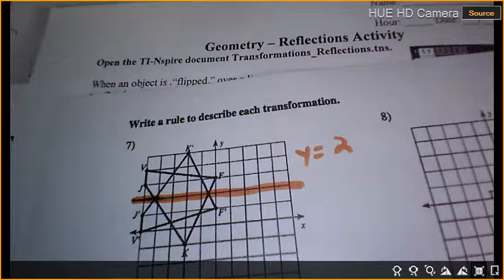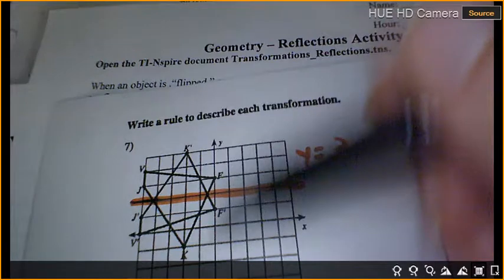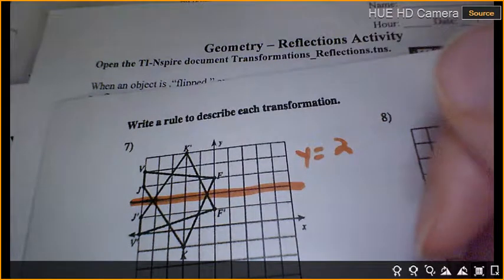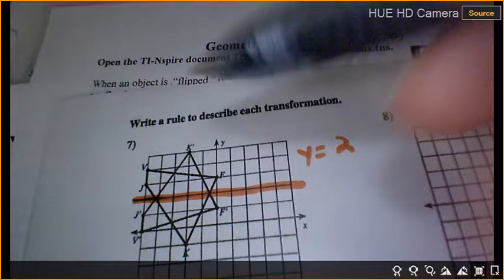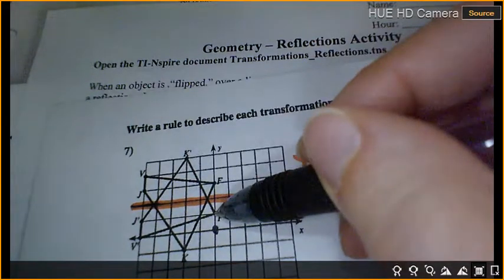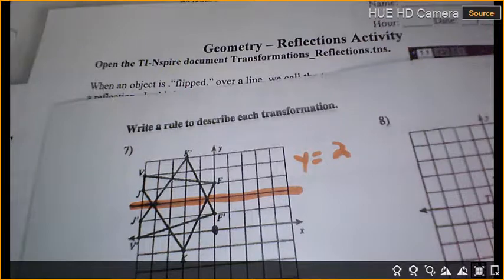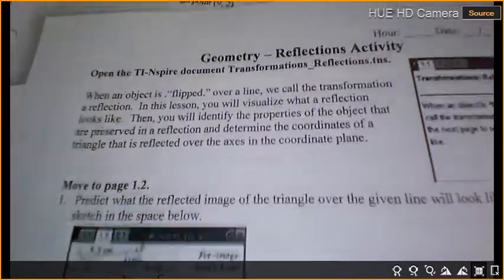No, because it goes through the y-axis. If it went through the x-axis, it would be x equals. See, here's 0, 0, and we went up 1, 2. Others? Okay, let's go back to that calculator activity.